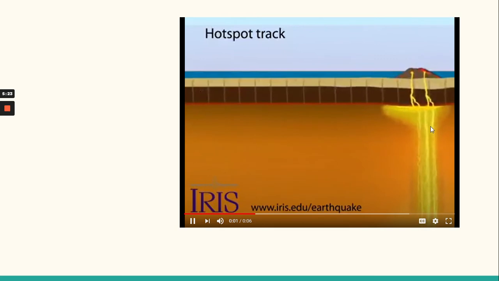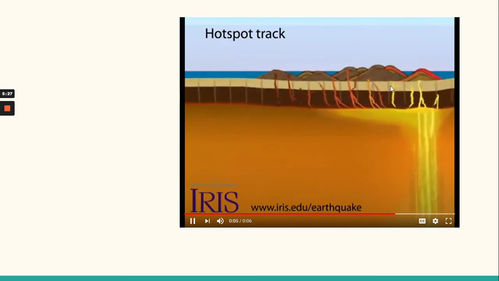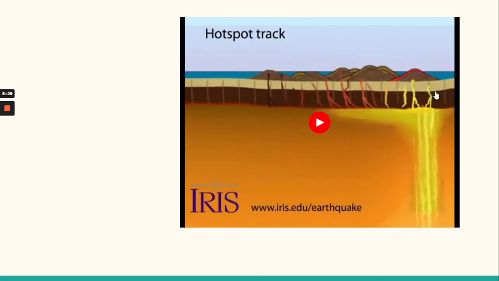Notice that the hotspot remains stationary and there are volcanoes or land forming above it while the plate is moving on top of that hotspot.